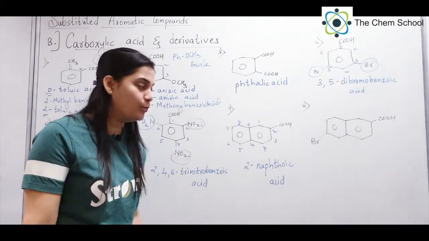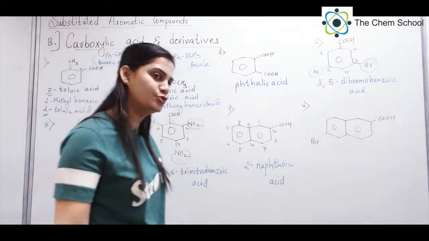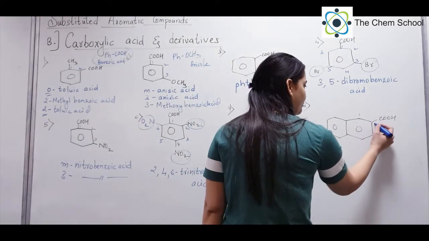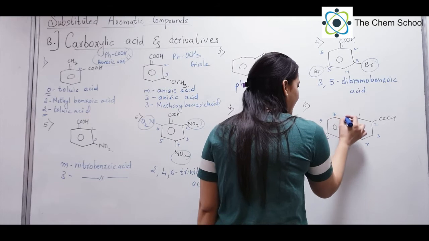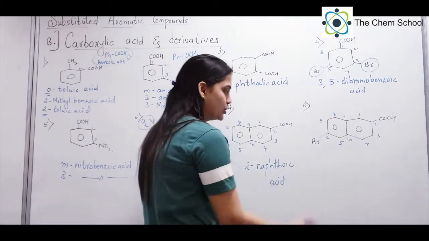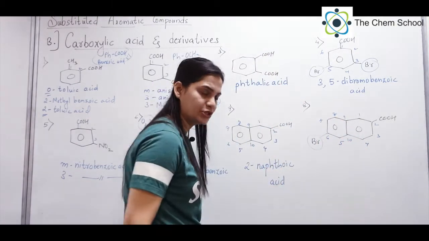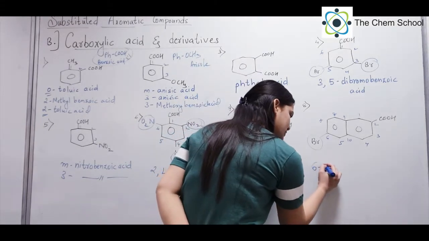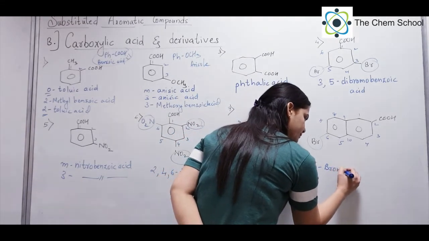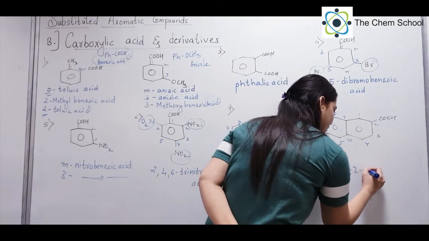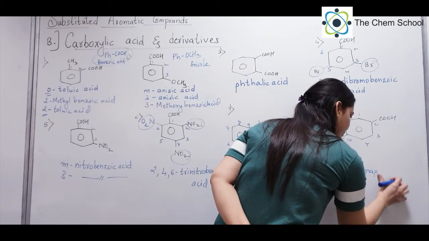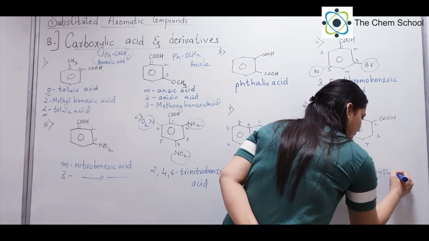The next one, I hope you can definitely write out the name for this one. Let's do the numbering again. So it is 1, 2, 3, 4, 5 and 6, 7, 8, 9, 10, right? So you have one substituent on the 6 position. So you have bromo, so you will say it is 6-bromo, right? And the second carbon has COOH, so 2-naphthoic acid.